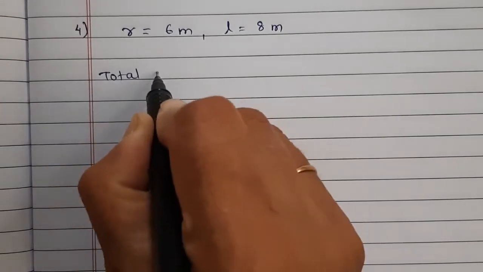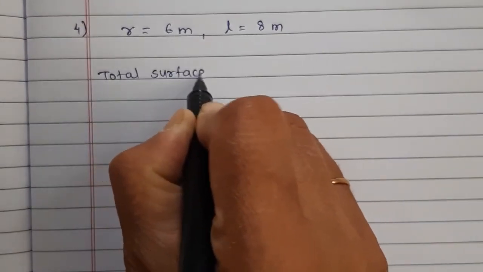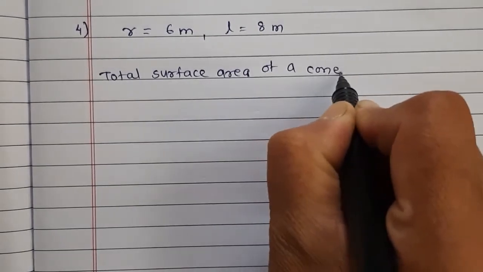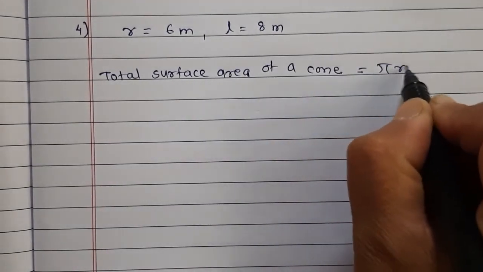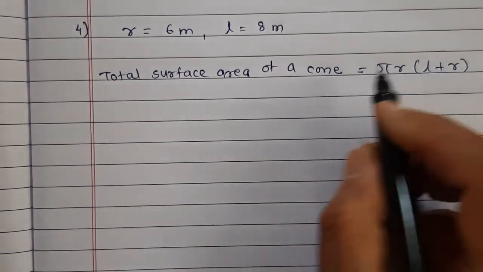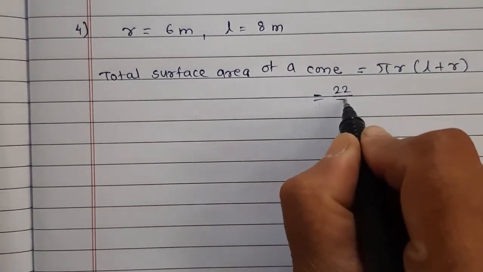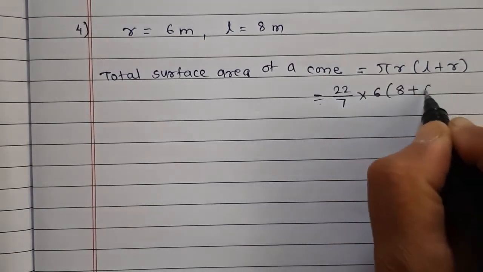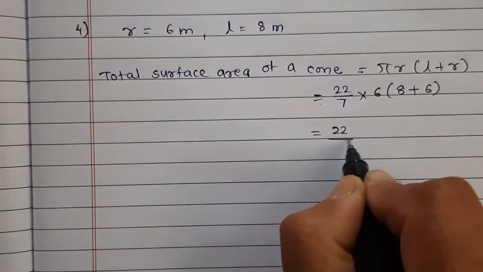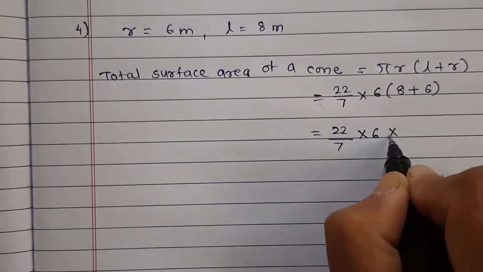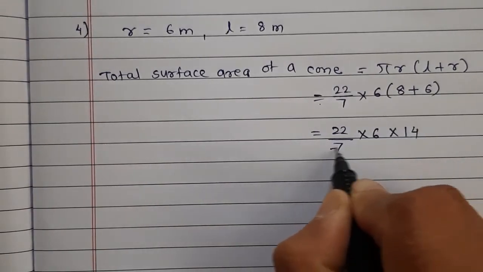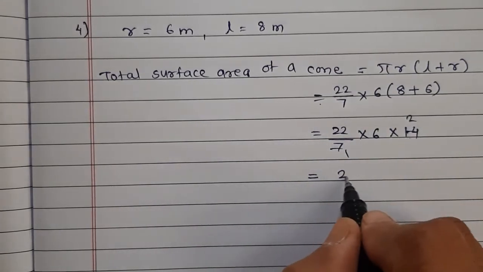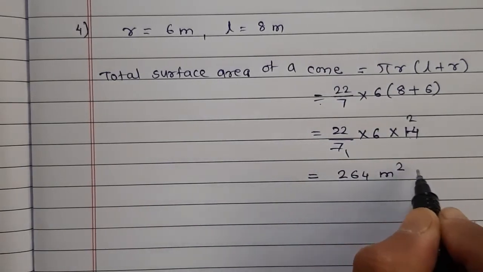So total surface area of a cone equals pi r in bracket L plus R, which is 22 upon 7 into 6 into 8 plus 6. So 22 upon 7 into 6 into 14. 7 1 is 7, 7 2 is 14. After taking the product of all this, we get 264 meter square.